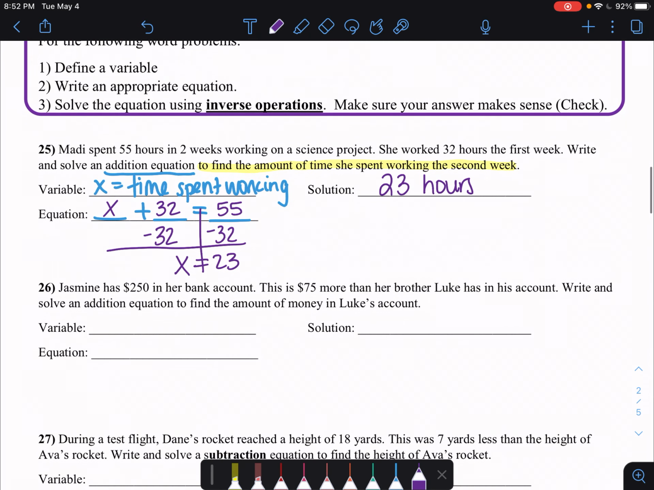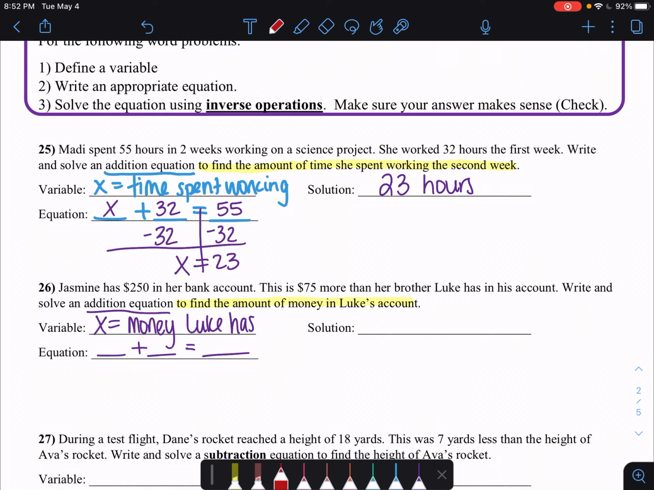Number 26 says Jasmine has $250 in her bank account. This is $75 more than her brother Luke has in his account. Write and solve an addition equation to find the amount of money in Luke's account. So X is going to be money Luke has. And again, we're writing an addition equation, so it's going to be something plus something equals something else.